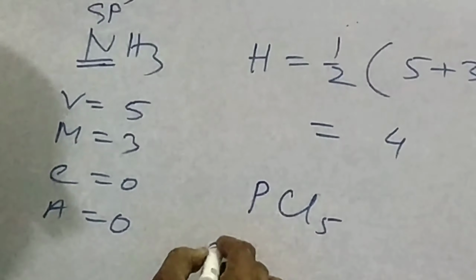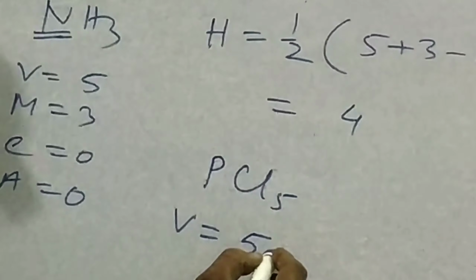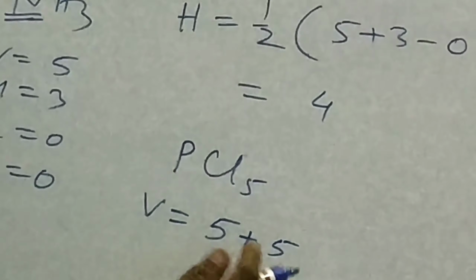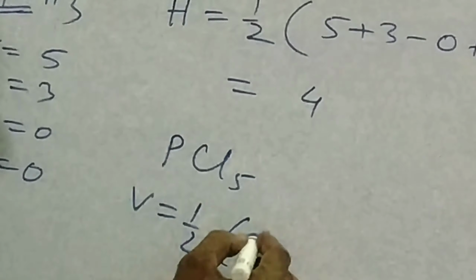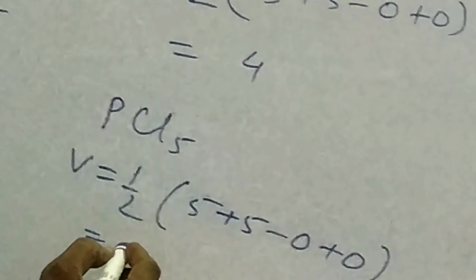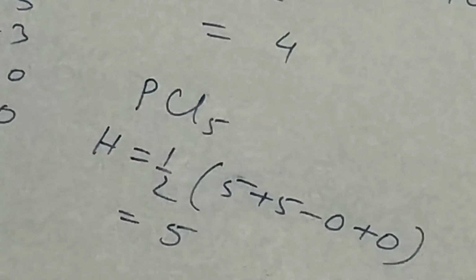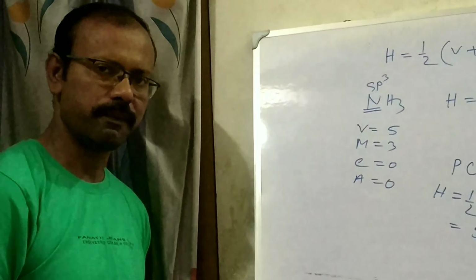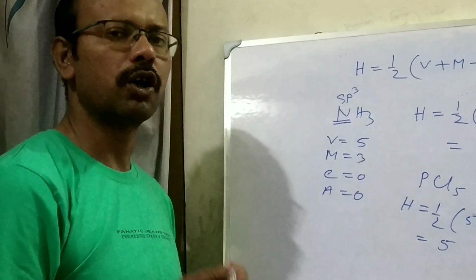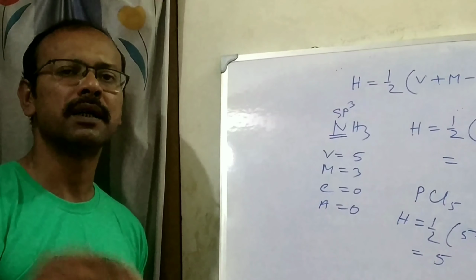Now phosphorus has valence shell electrons. The number of valence electrons in phosphorus is 5, and the number of monovalent atoms is 5, since the chlorine atoms are monovalent. So the formula will be H equals half into 5 plus 5 minus 0 plus 0. There are no positive or negative charges. Therefore the number of hybrid orbitals equals 5. Since the number of hybrid orbitals equals 5, there are 5 atomic orbitals undergoing intermixing, out of which one is an s orbital, three are p orbitals, and one is a d orbital.